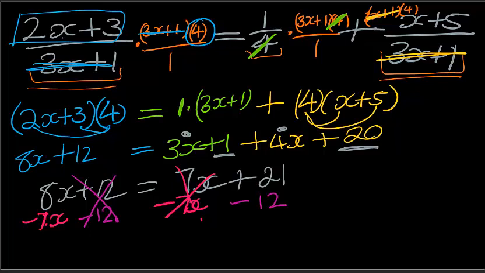So in total, what do I have? I have 8x minus 7x, and that is going to be positive x, is equal to 21 minus 12. So 21 minus 10 is 11, 11 minus 2 is 9. And that's my final answer. X is equal to 9.